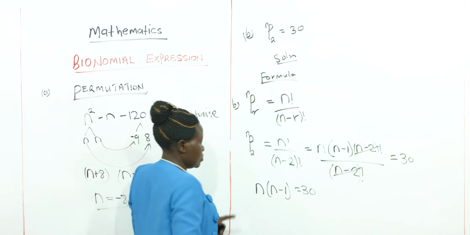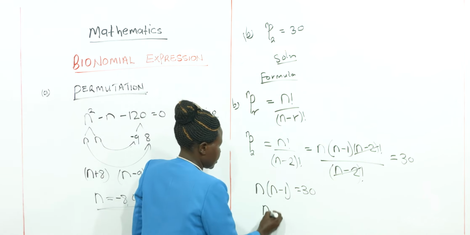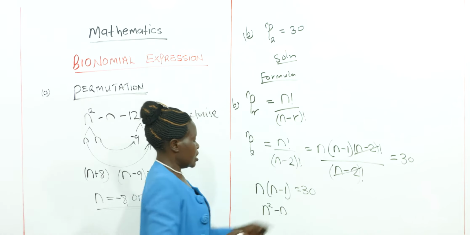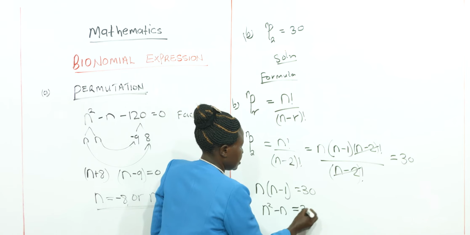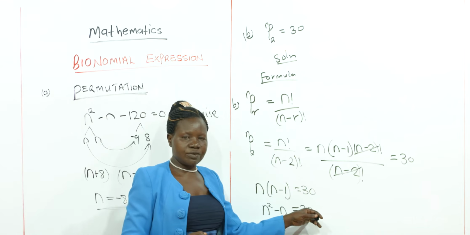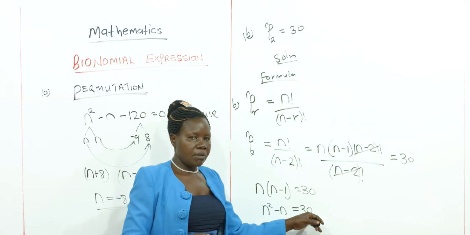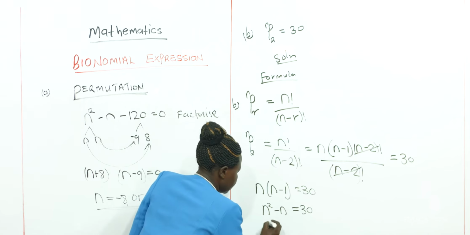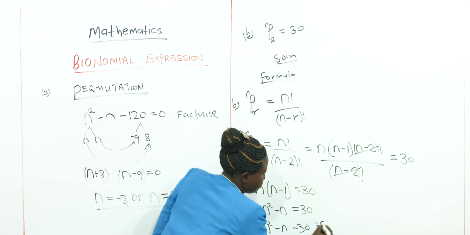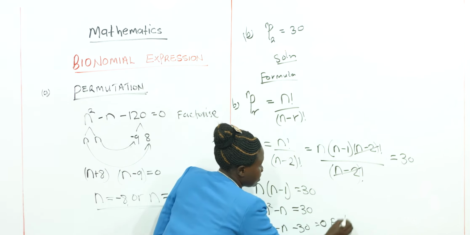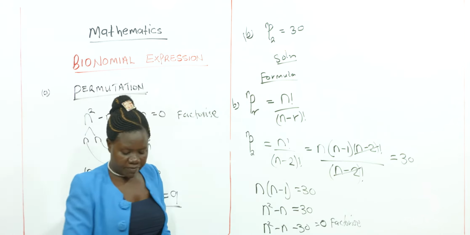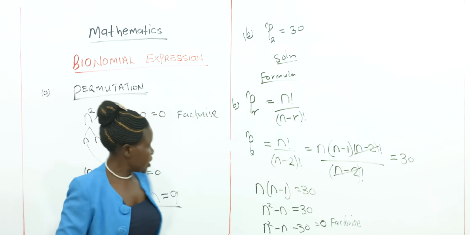Then now you open the bracket, which will give us n square and then minus n, and then this 30 automatically will give us a negative 30. So this will be your equation. It is reflecting a quadratic equation which is not in a well-ordered manner. So we shall have now n square minus n minus 30 equals to 0. So then now you factorize this, to give us the factors, or the value of n.